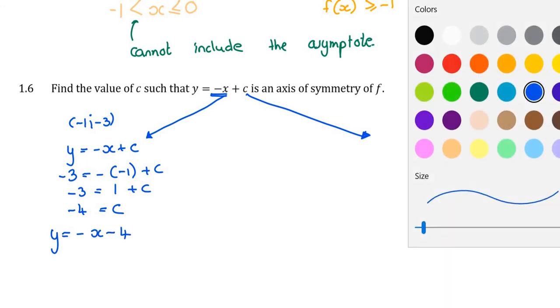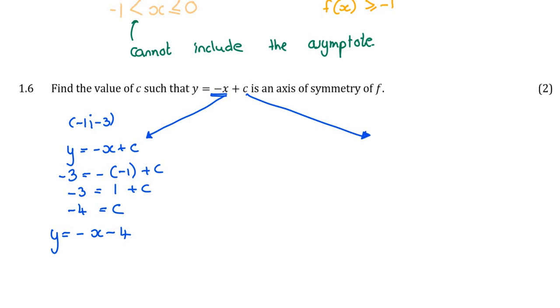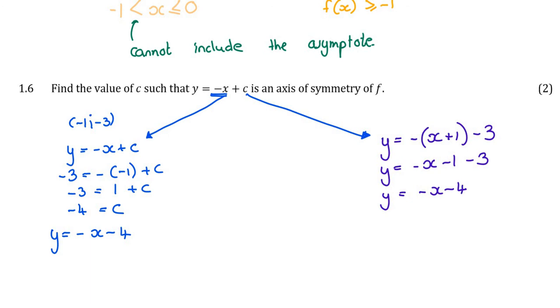Now the other way to do it would be to do the same transformation on the axis of symmetry. Your original axis of symmetry would be negative x. But this graph moved 1 unit left, 3 units down. So if I transform negative x, it becomes negative x minus 1 minus 3, which is negative x minus 4. And ultimately you get the same answer both ways.